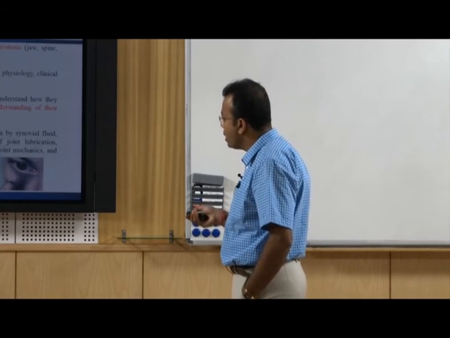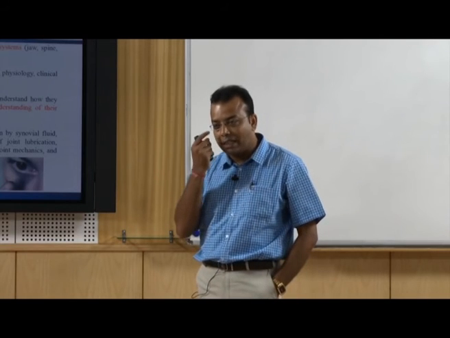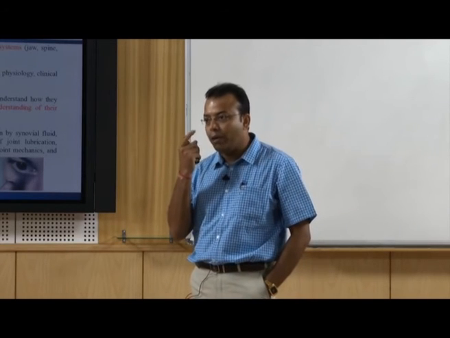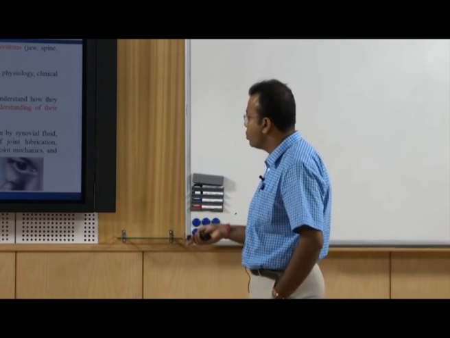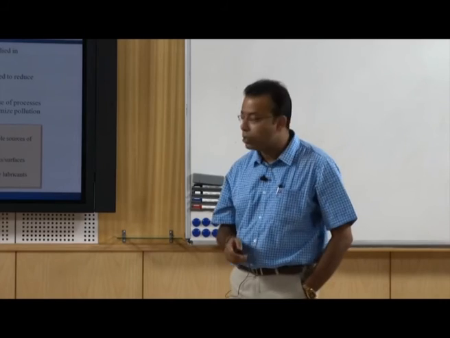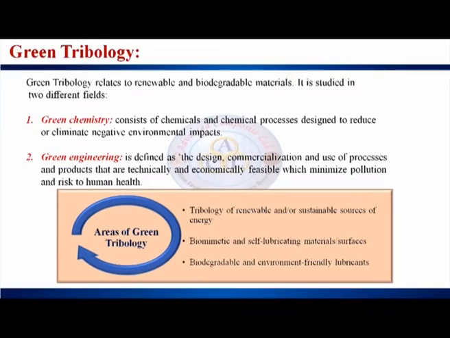Also, when we are using contact lenses in our eyes, the contact lens is continuously rubbing against our eyelids. So automatically a tribological process is going on. And the last one is called green tribology. Green tribology refers to renewable and biodegradable materials. It is studied in two different fields. One is called green chemistry, another one is called green engineering.